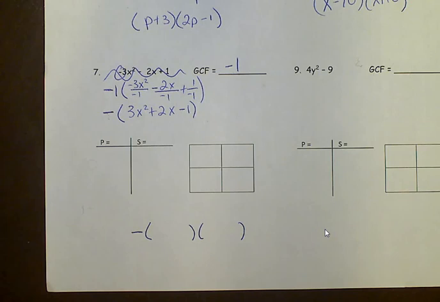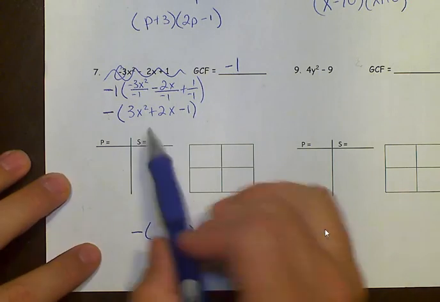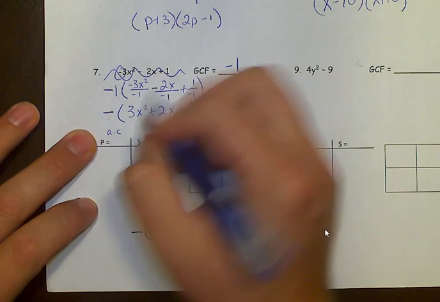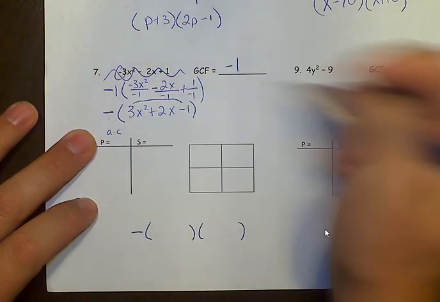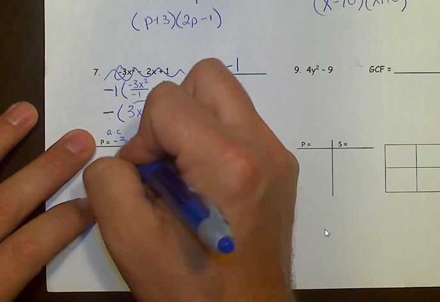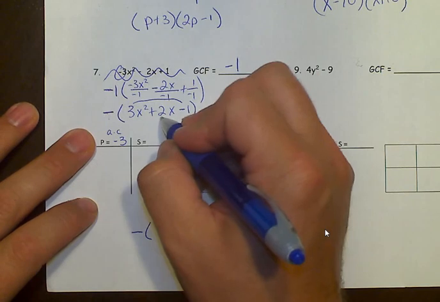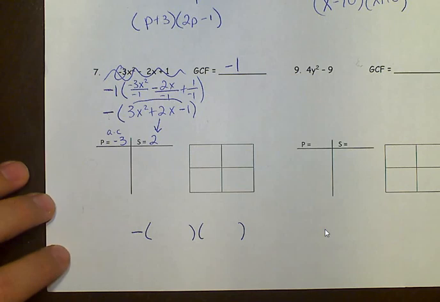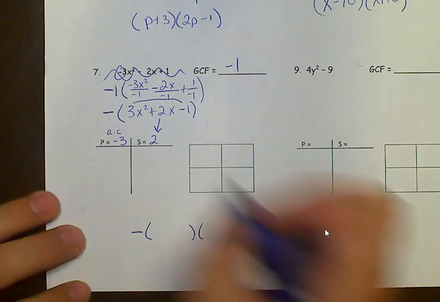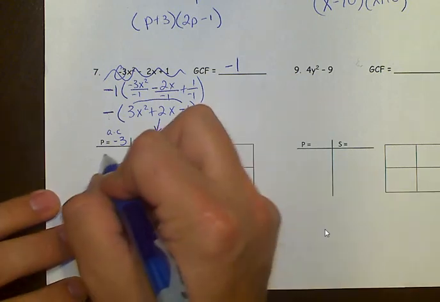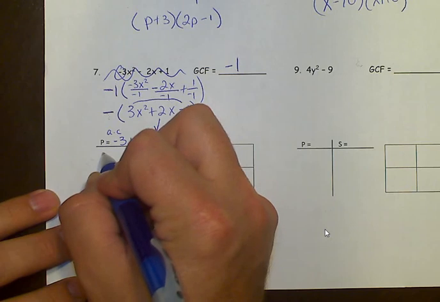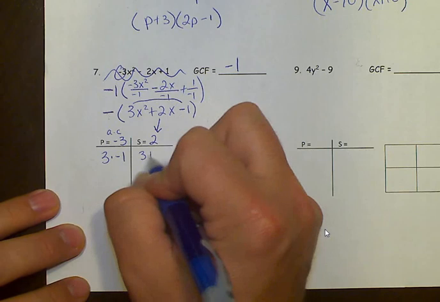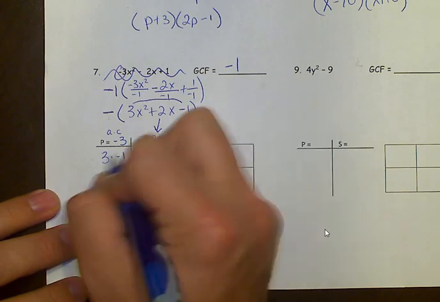So my product is A times C, so that's 3 times negative 1, which is negative 3. My sum is my 2. So I want 3 times negative 1. 3 plus negative 1 equals 2, so that's it. Those are my terms.